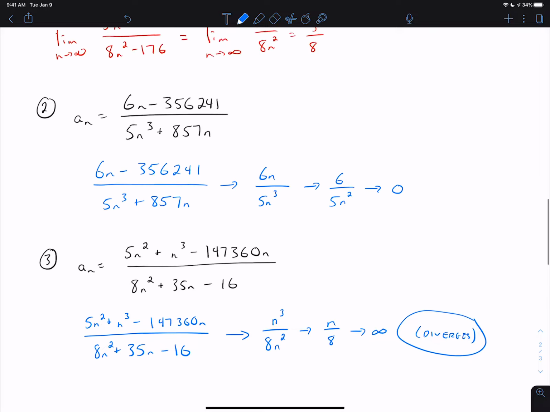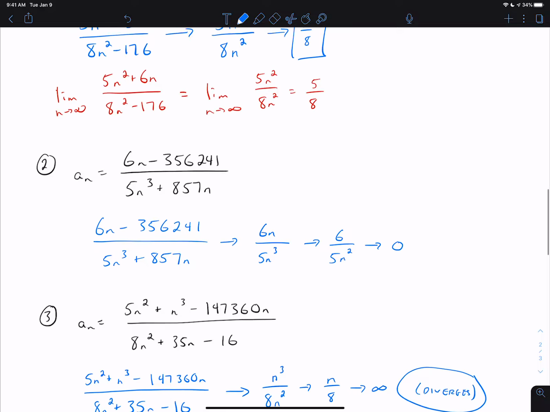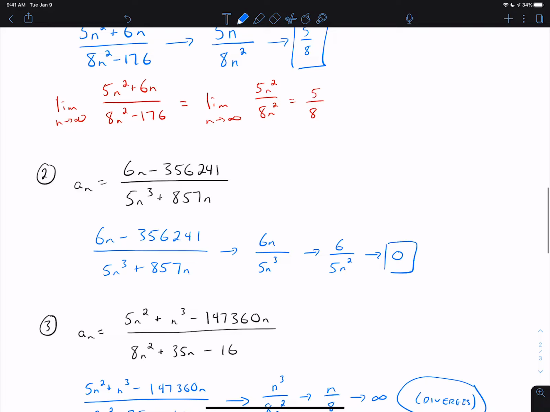On the first two problems, when we say approaches 5/8 or approaches 0, we're saying that the sequence converges to 0. If you wanted to write a word to describe that, you could. You could describe it as converging to 0, but the arrows imply that.